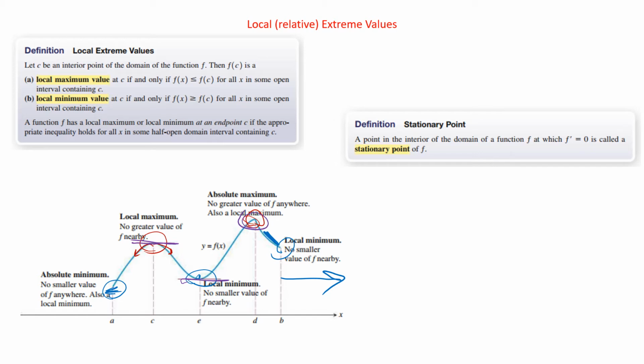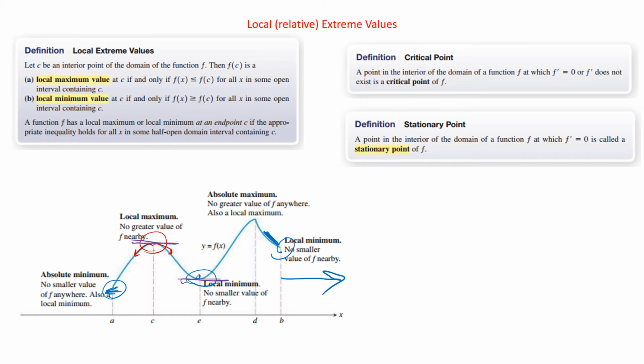But what about this one right here? Let me erase some of my circles there so we can actually see what it looks like. That does not have a derivative of 0, but it has a corner, it has a cusp. It's somewhere that the derivative does not exist. So what all of these things are is they're called critical values or critical points. And a critical point is where the derivative equals 0 or the derivative does not exist. Those points are values where we can have local maximums or minimums.